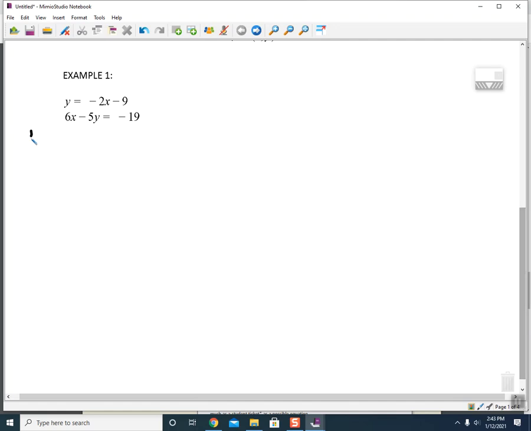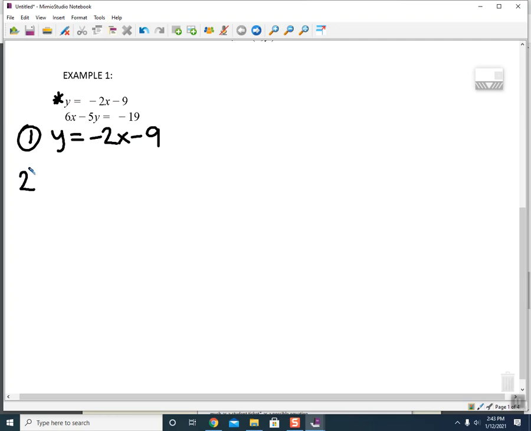So the first thing that we want to do is solve one of our equations for one of the variables. We're lucky in this case that one of our equations is already in that form. So essentially what I want is for one of my equations to look like y equals something or x equals something. So my step 1 is already done for me. My y is going to equal negative 2x minus 9.